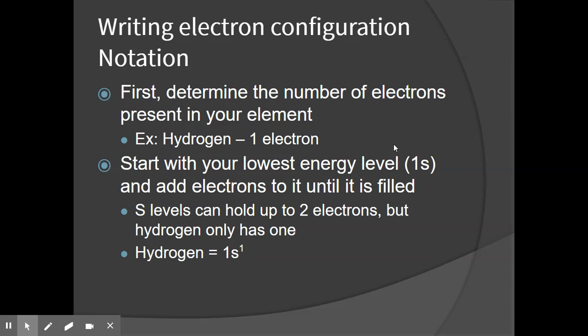So to write your electron configuration, first you're going to figure out how many electrons you have to configure. And then you're going to use the order of fill diagram starting with 1s, and you are going to add electrons into each energy orbital until it's filled, and then you move to the next one. So, for example, with hydrogen, it only has one electron. You have to start filling with 1s. So the electron configuration of hydrogen is 1s1. So this tells me the orbital, and this tells me how many electrons are in it.